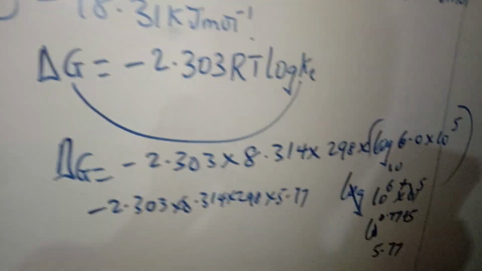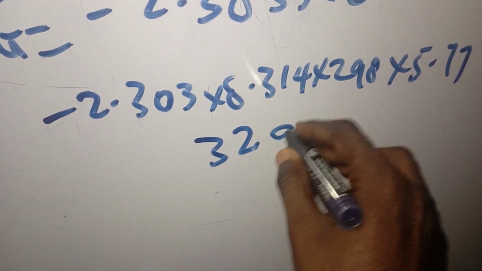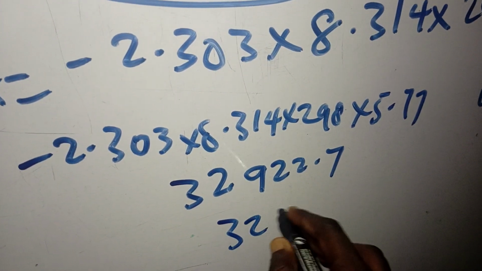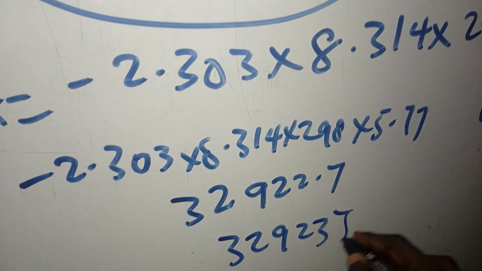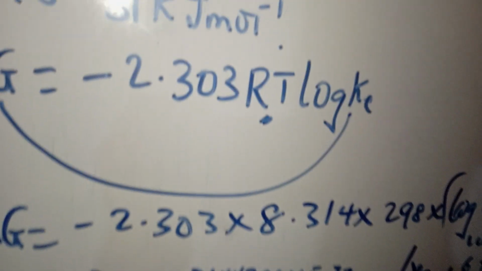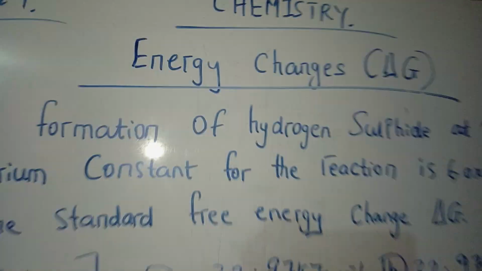By the time you multiply everything, you're going to have 32922.7. I can write it as 32923 joules, because your gas constant R was in joules. So your answer is going to be in joules. The energy is measured in joules. This is delta G now.